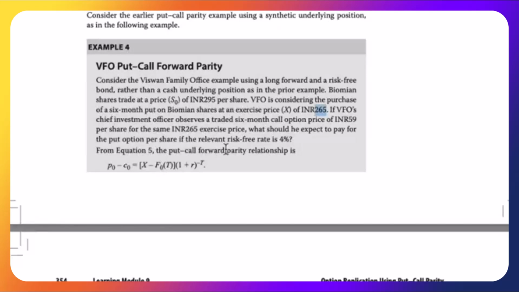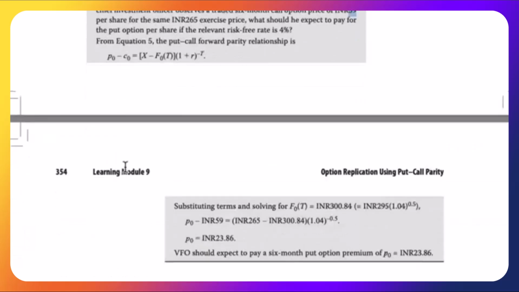Do we have a forward price? Well, we don't, but we can get a forward price. The stock is $2.95. We're looking at 6 months and the risk-free rate is 4%. So we can calculate what a forward price is. So it would be $2.65 minus that forward price discounted to the present. And for the put and the call, we are told that we have the price. A 6-month call option is $59. We can put $59 in here. We just have to solve for the call price.